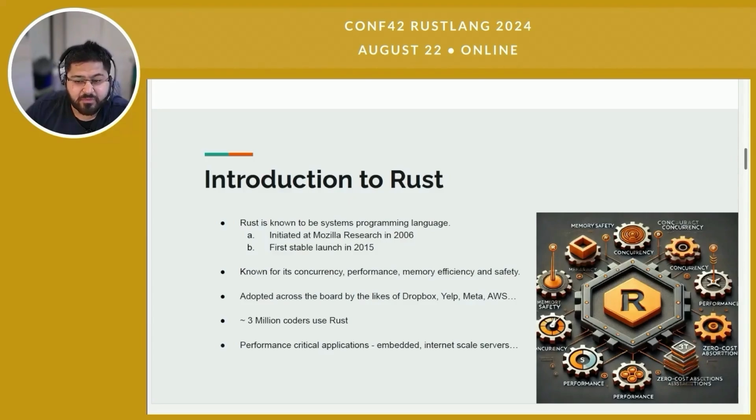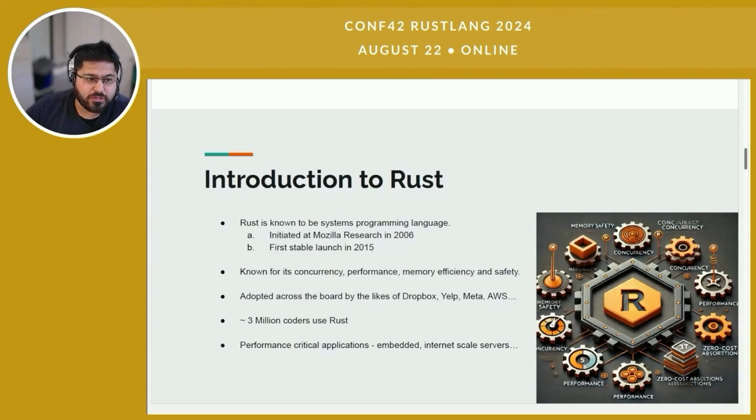Rust achieves memory safety without garbage collection, and its rich type system and ownership model prevent many common bugs found in other languages. Some of the history behind Rust, I'm pretty sure most of you already know, is that it was initiated at Mozilla Research in 2006, and the first stable launch was in 2015. It has come a long way since then.